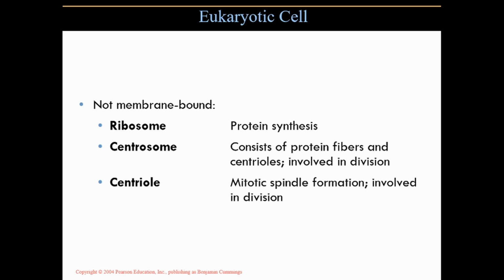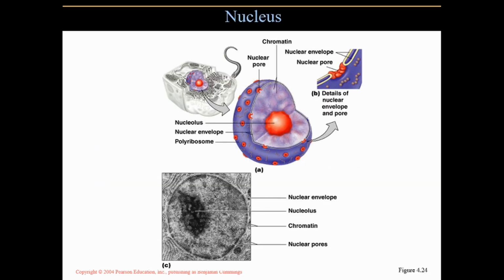The centriole is where the mitotic spindles are formed. Centrioles are groups of microtubules that exist in pairs, and they're involved in cell division as well. So there are some non-membrane bound structures that serve a specific function within a cell that are found in eukaryotic cells as well. So here's what the nucleus looks like under the microscope.